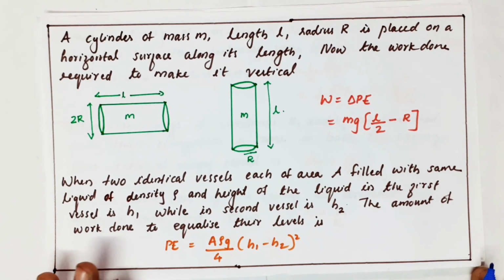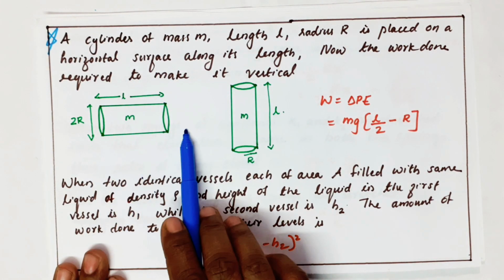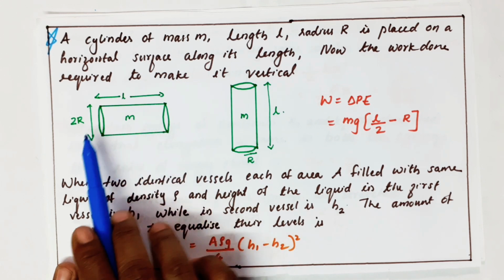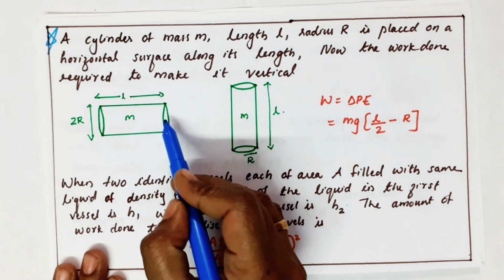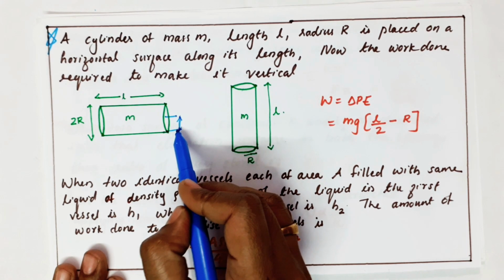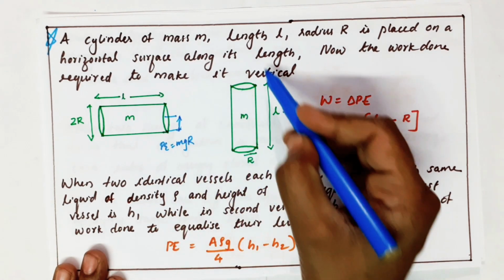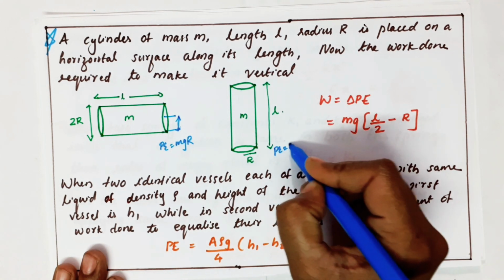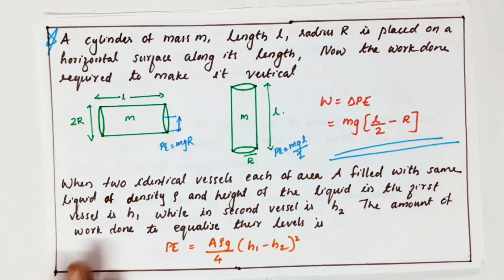This is another interesting question. A cylinder of mass m, length L, radius r is placed on a horizontal surface. It was like this. We are just taking this cylinder in this position. What is the work required? So we need to find the change in potential energy. I already told you that potential energy for a linear body we have to take with respect to the center. In this case the potential energy is mgr. But in this case the potential energy is mg into L by 2. Take the difference, that's all. So the answer is mgL by 2 minus mgr.